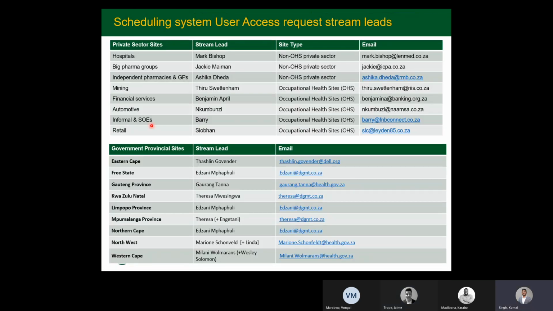Okay, so this slide talks about the scheduling system user access and how you can request access from the various stream leads. So this top part talks about the private sectors and the various stream leads in that perspective, and the government, provincial, provinces, and the stream leads, along with their email addresses, who you can send through the SOP document once you have clarified all the information is correct. Okay, take you to the next slide.